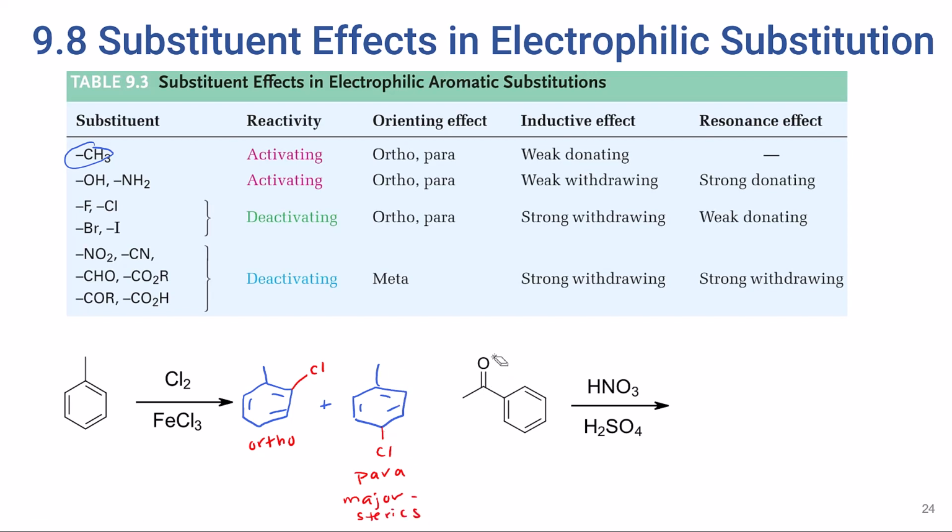In this next one, we have a C double bond O to a CH3. This is an electron withdrawing group. It's deactivating. It's a meta-director. When we add HNO3, this is going to add meta to that group that's already on the ring. And the meta group is 3 away.